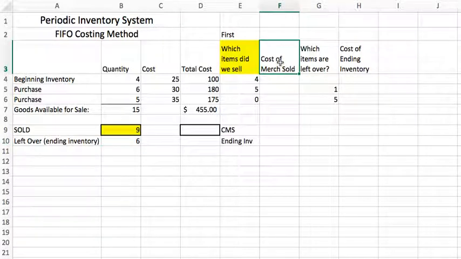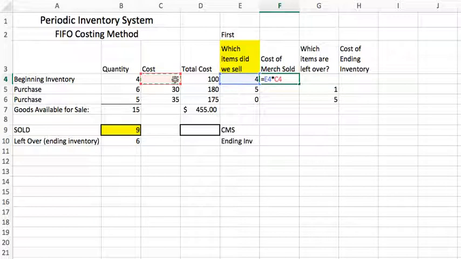Now, you have to do some math to figure out the cost of merchandise sold, okay? The cost of these 4 tricycles is 4 times $25 each, $100, and the cost of these 5 tricycles is 5 times $30, $150. $100 plus $150 means that the cost of merchandise sold would be $250.